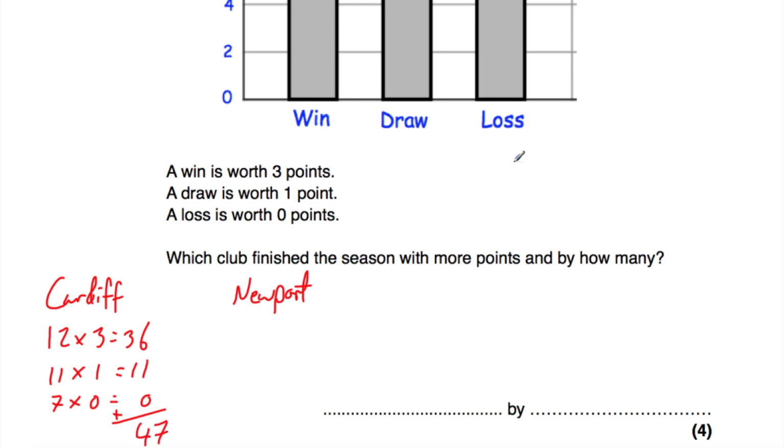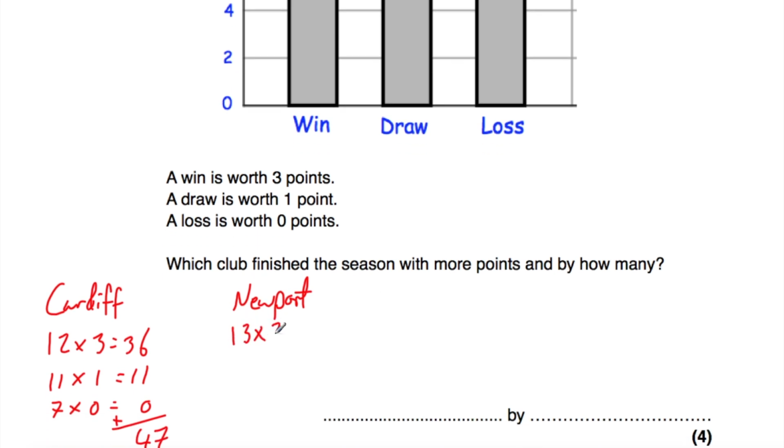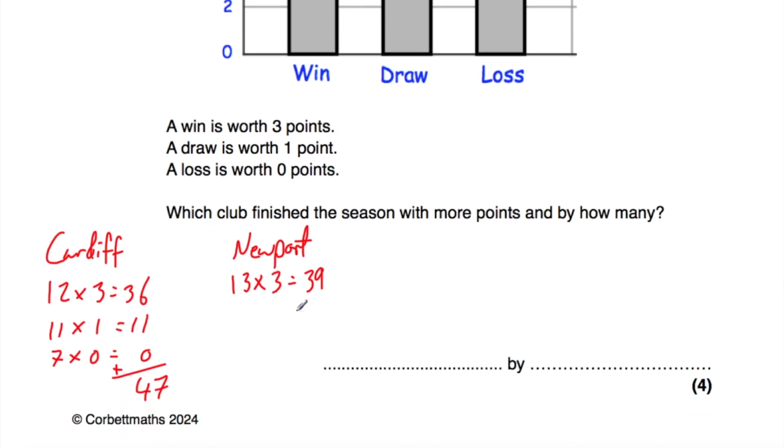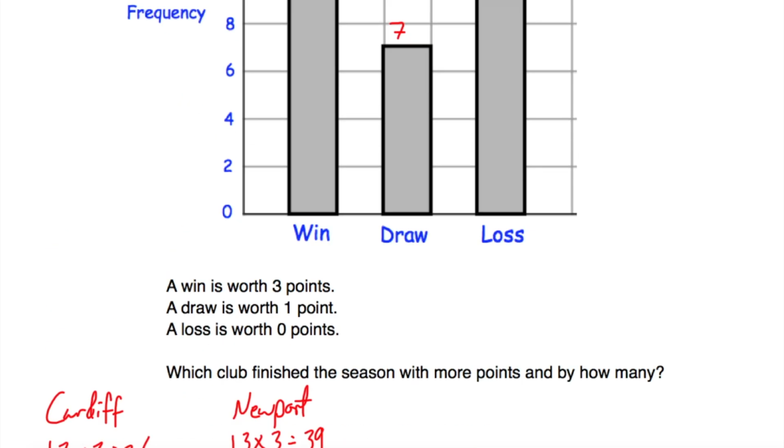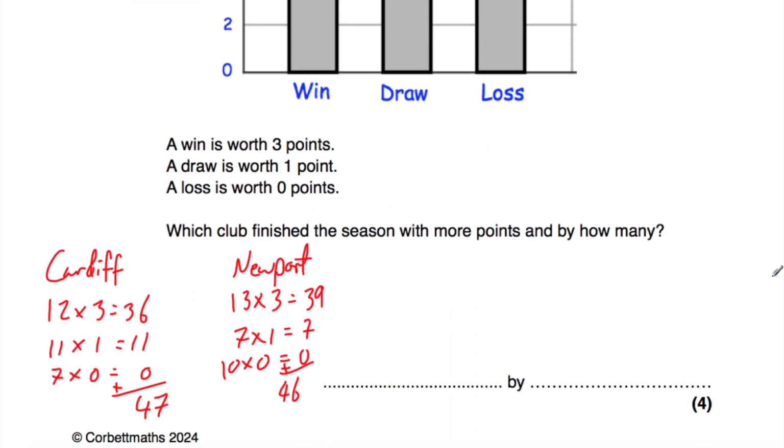Now let's look at Newport. Newport won 13 matches, so 13 times 3 is equal to 39. They drew 7 matches, so 7 times 1 is equal to 7. And then they lost the rest, so they lost 10, so 10 times 0 is equal to 0. And then if we add those up, 39 plus 7 is 46. So Newport United, is it Newport United? Yep, Newport United finished with 46 points, and Cardiff finished with 47 points.